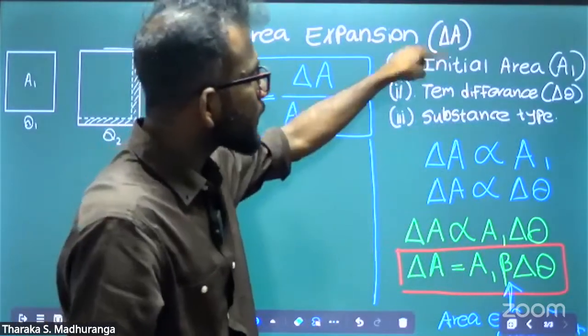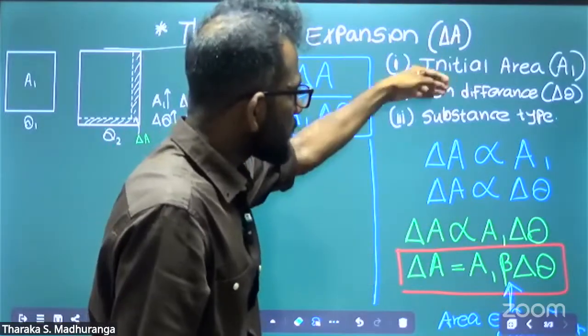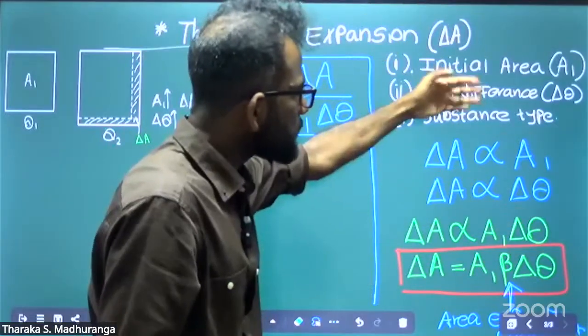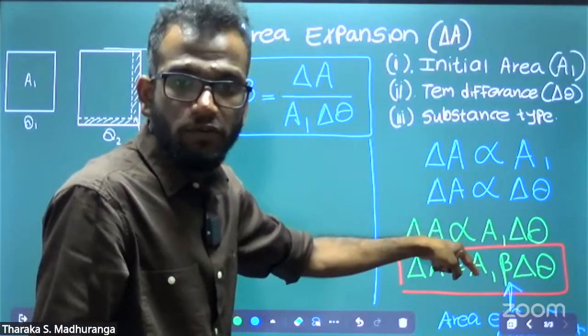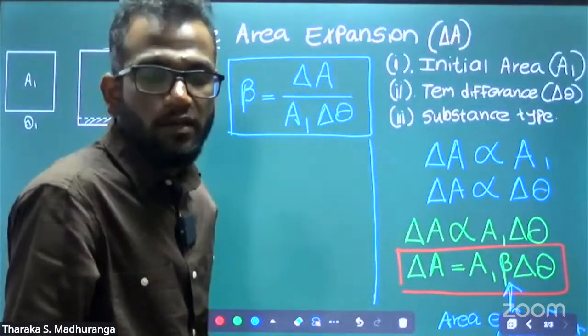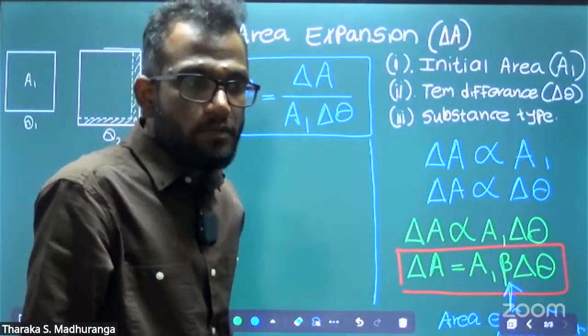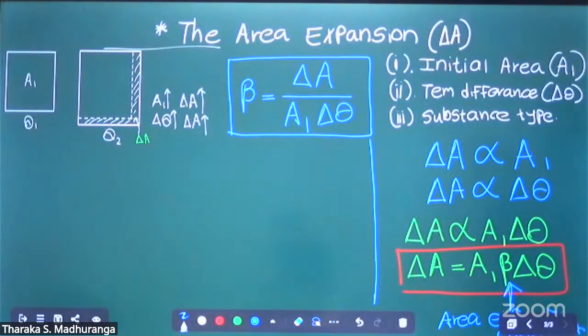That's why I told there are three main factors: initial area A1, the temperature difference delta theta, and the substance or matter type, which is the beta. The area expansion coefficient is a factor that depends on the matter type. Then how can we define the beta? Very good, Kabir, correct?